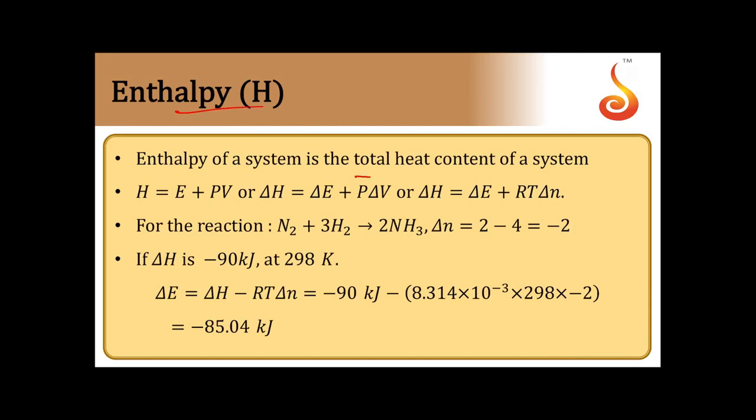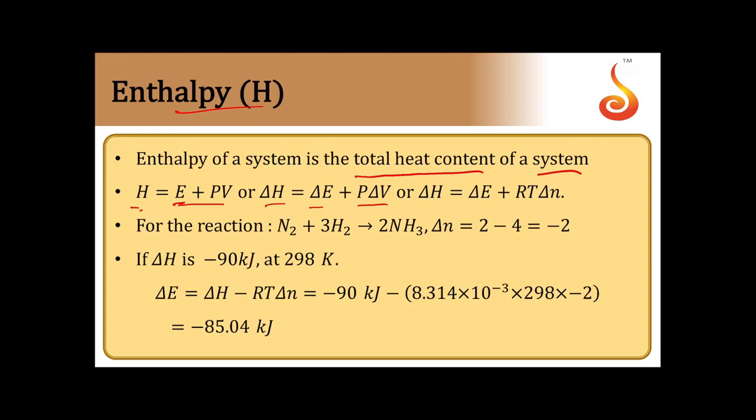Enthalpy of a system is the total heat content of the system. It is defined and given by enthalpy H is equal to E plus PV. When you take the difference, delta H is equal to delta E plus P delta V.